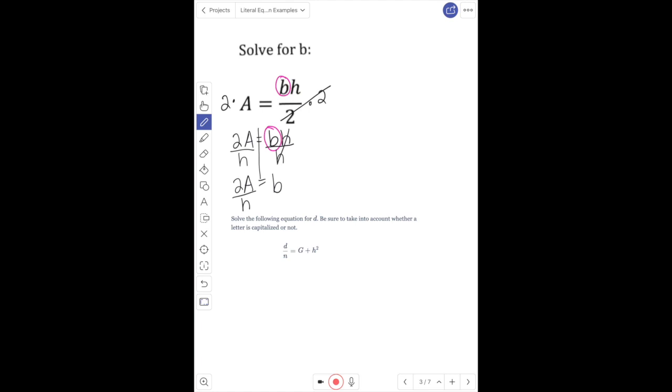So these same rules apply. I'm still doing the same things that I would do if I were solving an equation to get an actual value, except this time I'm using the same rules to rearrange.